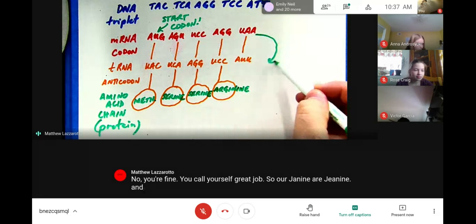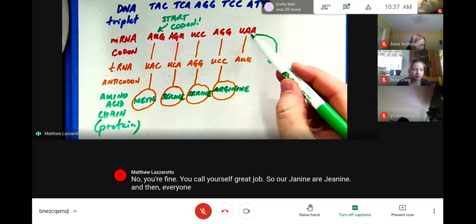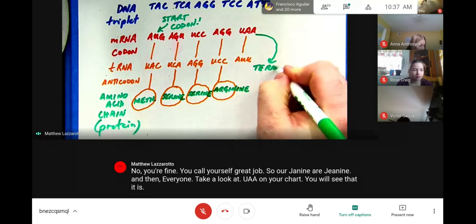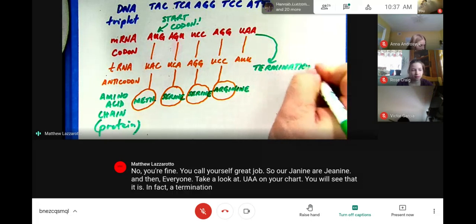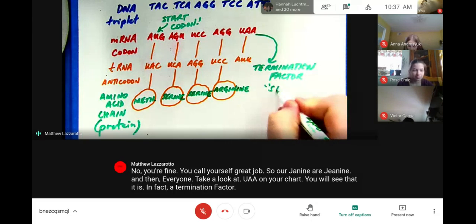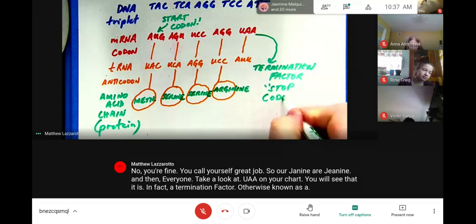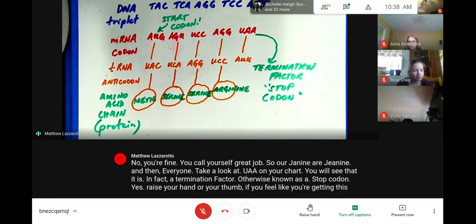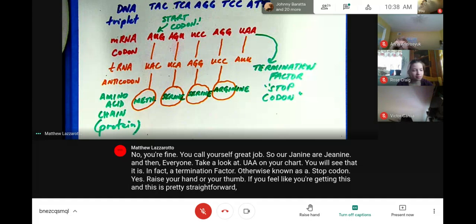And then everyone take a look at UAA on your chart. You will see that it is, in fact, a termination factor, otherwise known as a stop codon. Yes? Raise your hand or your thumb if you feel like you're getting this, and this is pretty straightforward. Love it. You guys are crushing it.